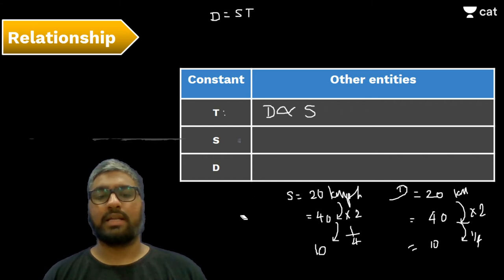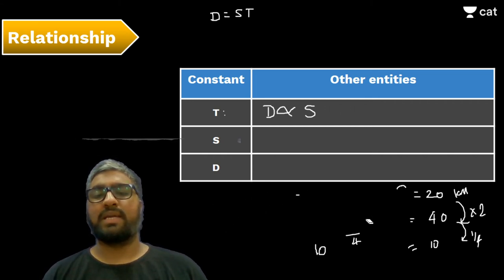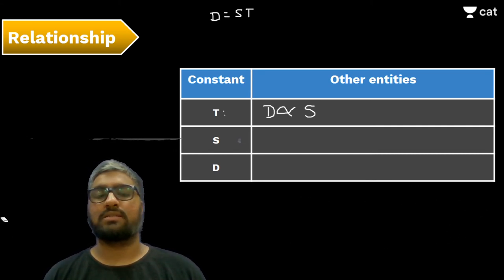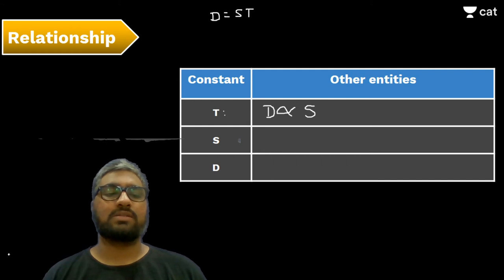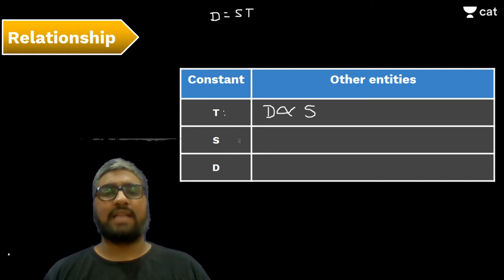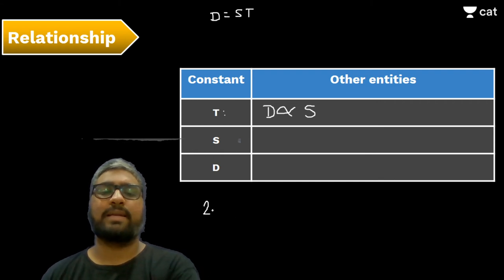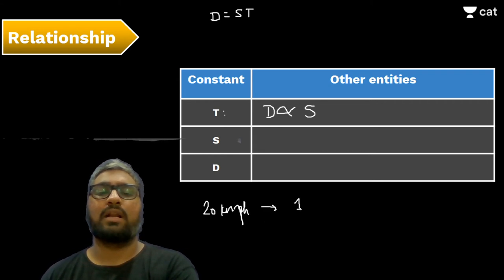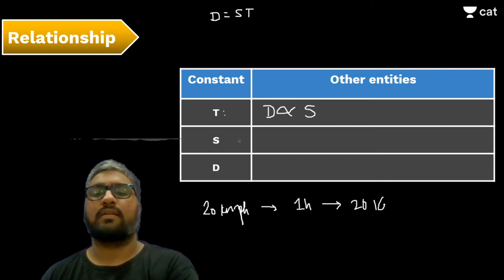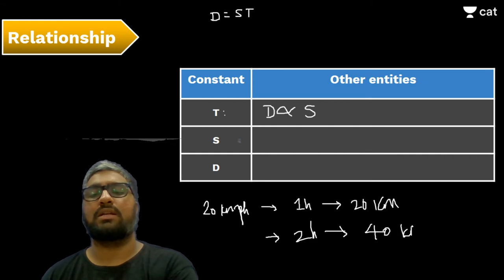Now let's move on to the next entity. If speed is kept constant, then what happens to time and distance? You do not even have to remember this. You just have to think logically. If I travel at the same speed, let's say at 20 kilometers per hour, if I travel for 1 hour, how much distance can I cover? 20 kilometers. If I travel for 2 hours, how much distance would I cover? 40 kilometers. Correct.